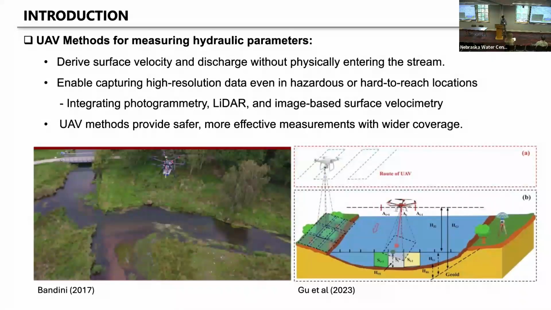Using UAV, we can derive surface velocity and discharge without physically entering the stream. So we are trying to measure stream velocity and discharge using UAV. We can capture high resolution data, even in hazardous or hard to reach locations. We are going to integrate photogrammetry, LiDAR, and image-based surface velocimetry. We hope that the UAV methods provide safer and more effective measurements with wider coverage.